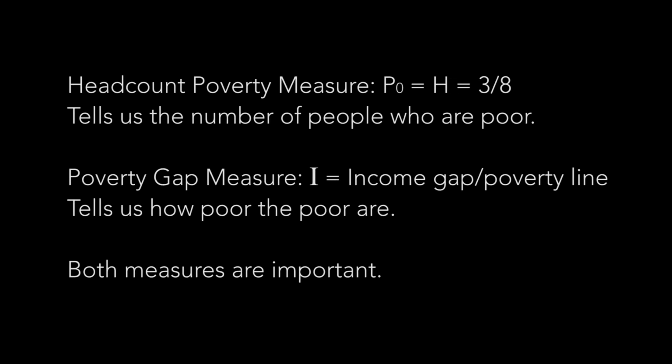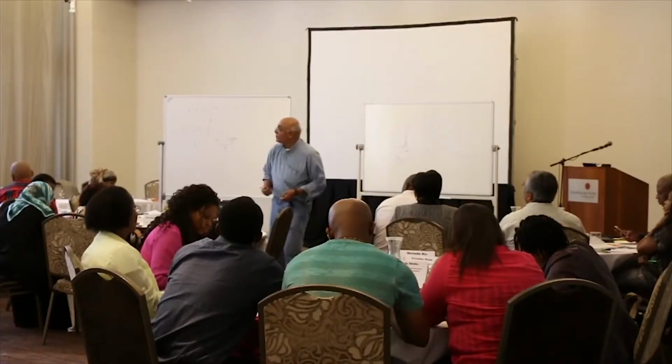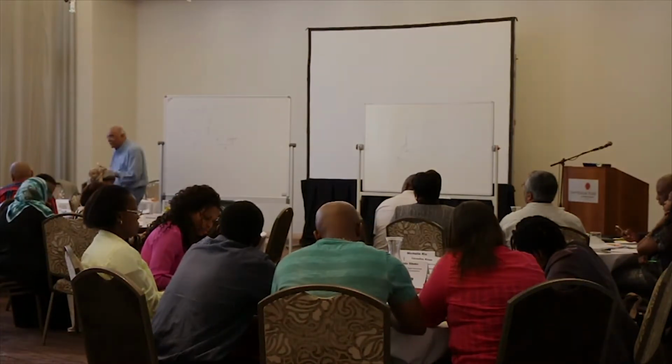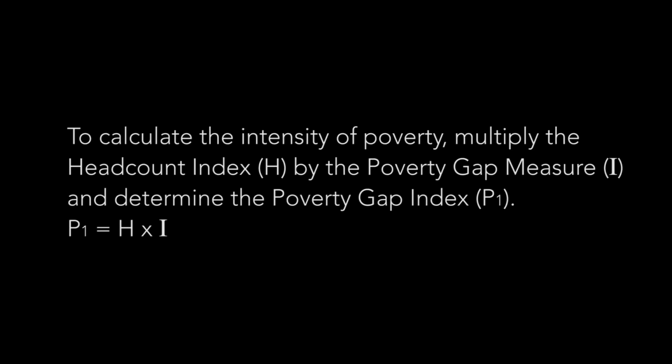What's going on is that this measure is focusing on how poor the poor are, while the earlier measure is focusing on the numbers of the poor. And our intuitions tell us both are important. I need both in play. But how do I get both in play? Well, why not multiply the two together? And both will be in play, right? So why don't I take H multiplied by I? And I'm going to call that P1 for a reason that will become clear.